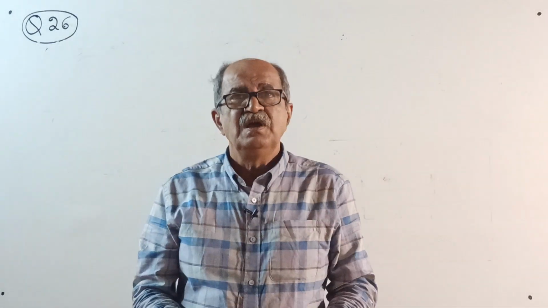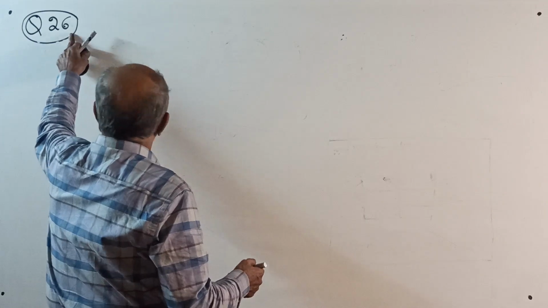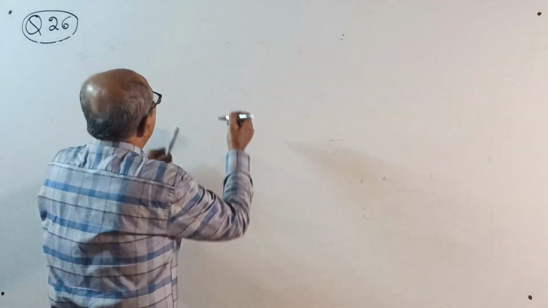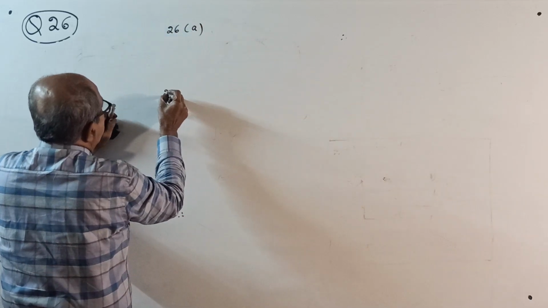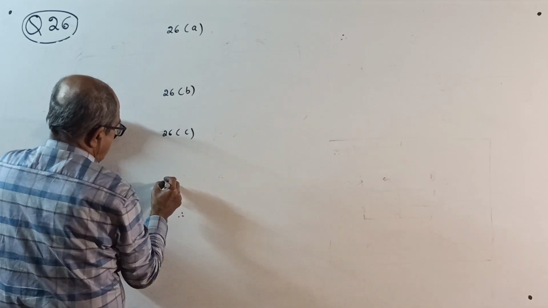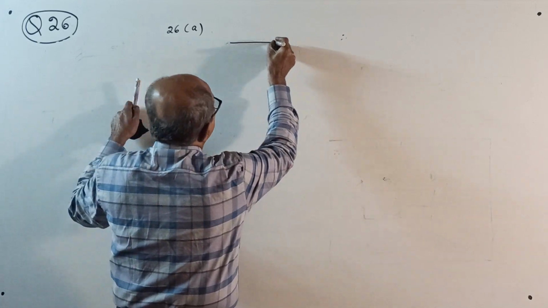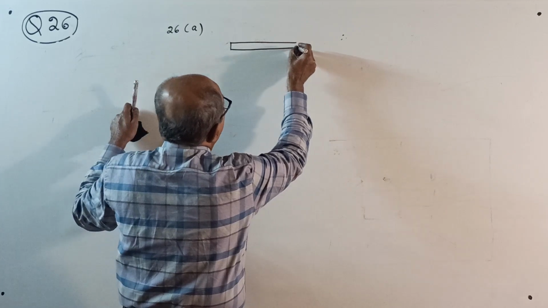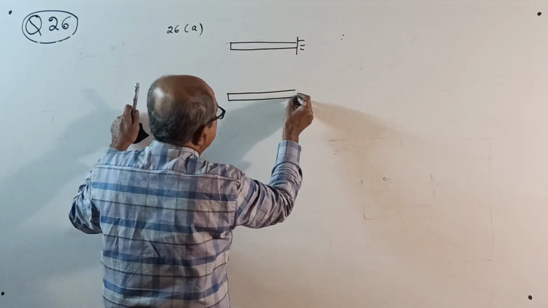First, just make a note. I forgot the question numbers. You write here 26A, 26B, 26C, 26D. Suppose you take the right side fixed; I will give the direct answer. I won't waste time. You try systematically later.